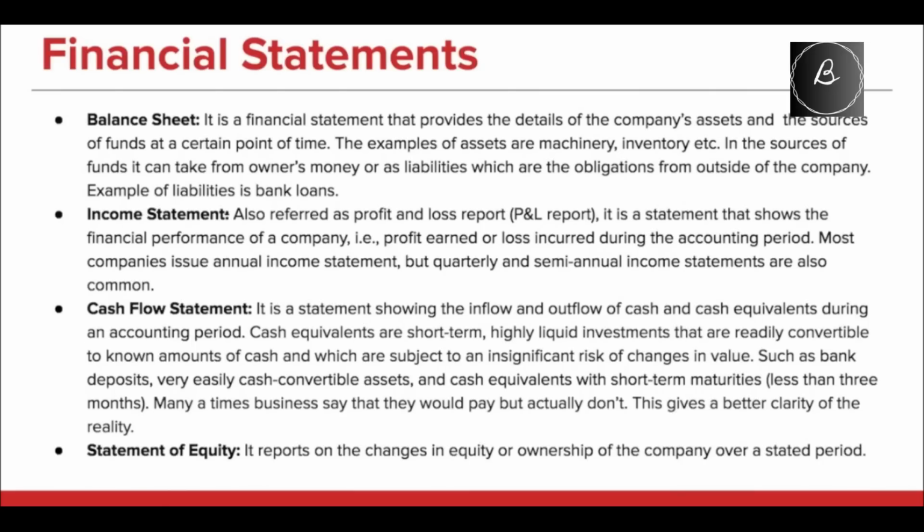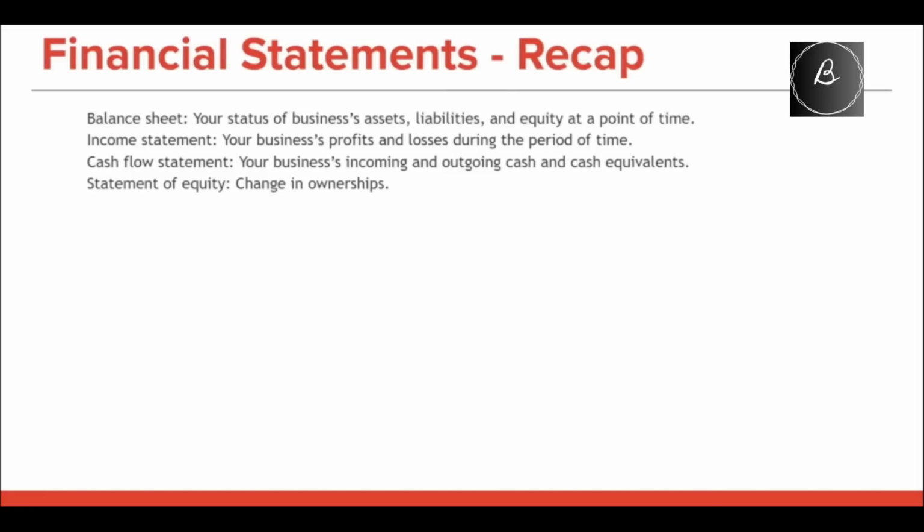Now coming to the recap, a balance sheet is your status of business assets, liabilities, and equity at a point of time. Income statement is your business's profit and losses during the period of time. A cash flow statement is your business's incoming and outgoing of cash and cash equivalents, whereas a statement of equity is basically the change in ownerships.